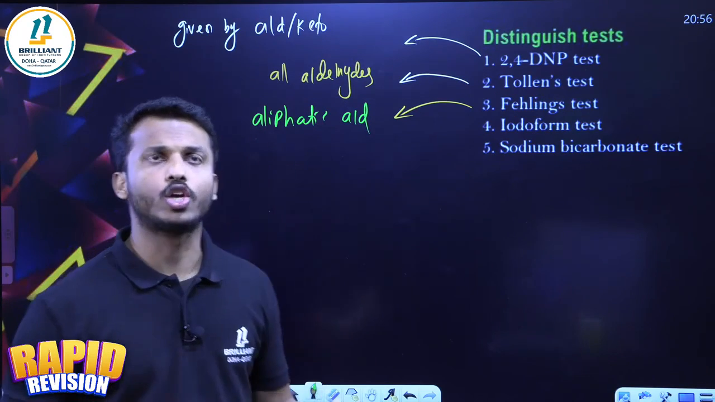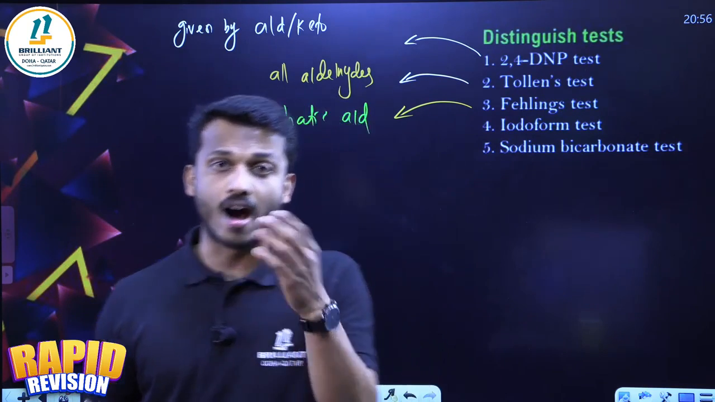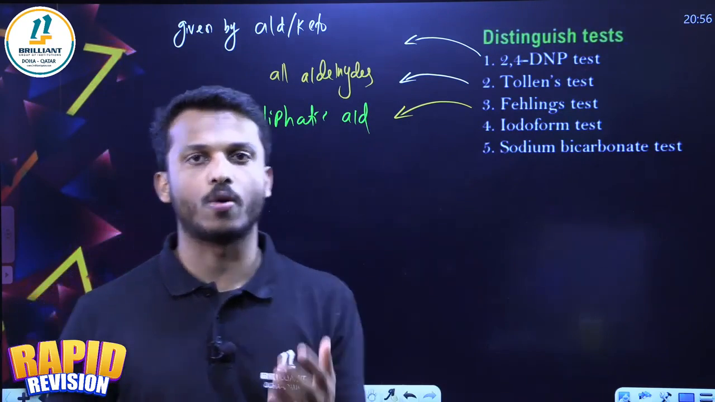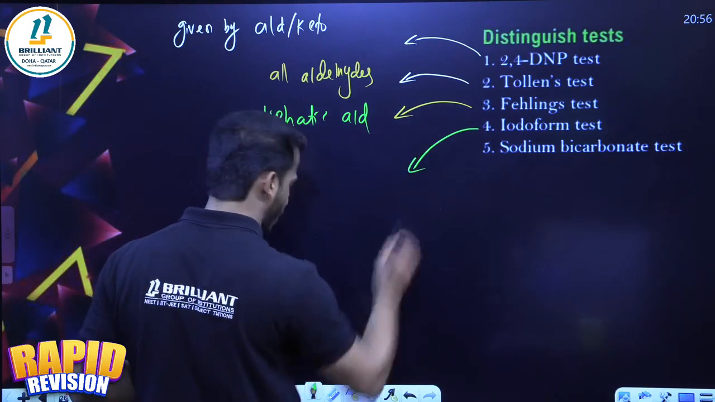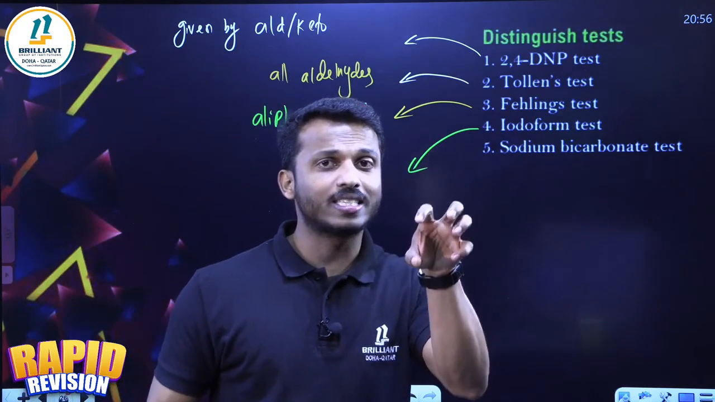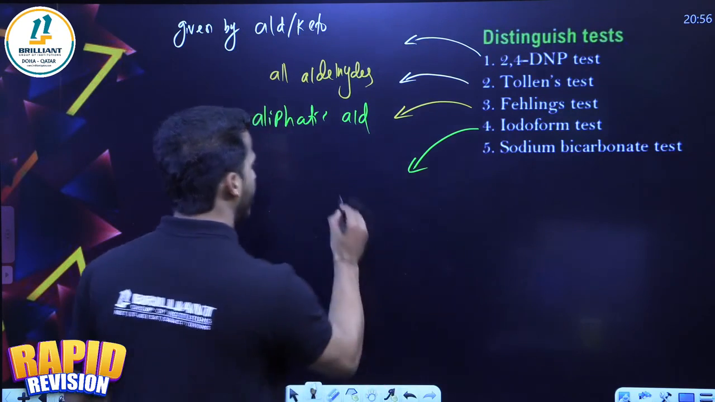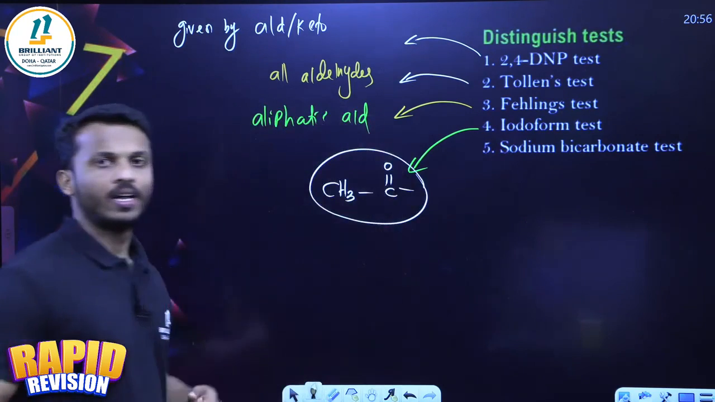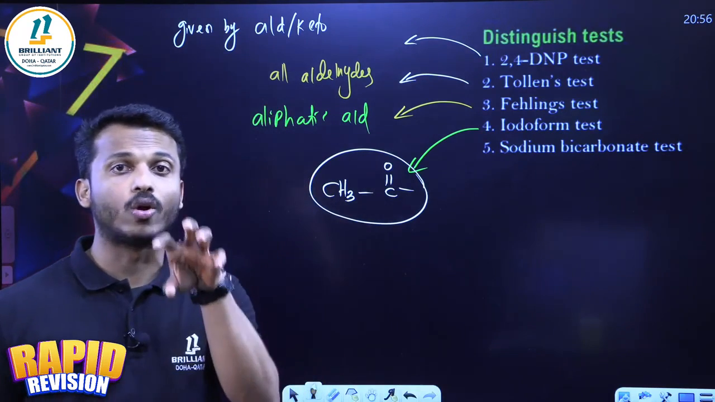So, dear all, how will you distinguish between ethanal and benzaldehyde? Ethanal is aliphatic, benzaldehyde is aromatic. So who will give this one? Aliphatic normally gives this test. And iodoform test. Hope you remember, we have already studied iodoform test in alcohols that contain the CH3CHOH group. Even ketones and aldehydes can give iodoform test. The condition is they should contain the CH3CO group. If this group is there, it will give the yellow colored iodoform.